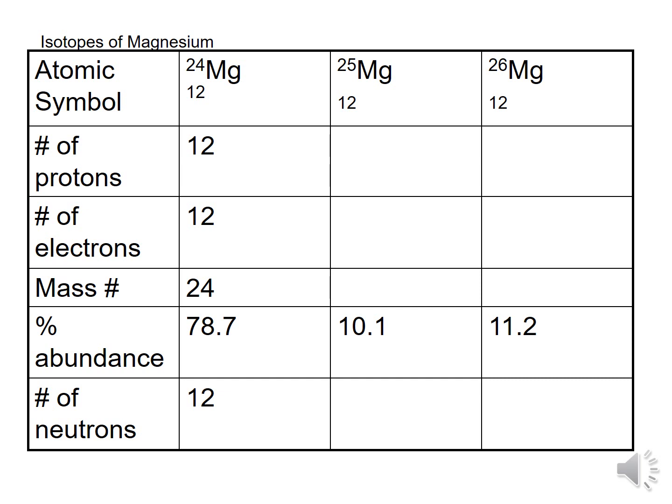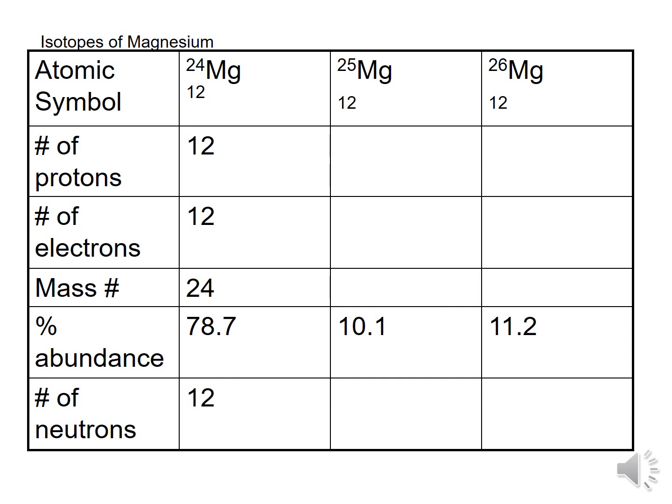If we look at the isotopes of magnesium, here are 3 isotopes of magnesium: magnesium 24, magnesium 25, and magnesium 26. In magnesium 24, we have 12 protons. To balance out their charge, we would need 12 electrons. The upper left-hand corner tells us we have a mass number of 24. This isotope happens to be 78.7% of the magnesium found naturally, and it would contain 12 neutrons. 12 protons plus 12 neutrons equals mass number 24.